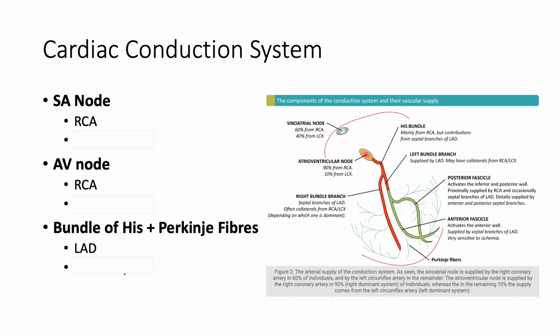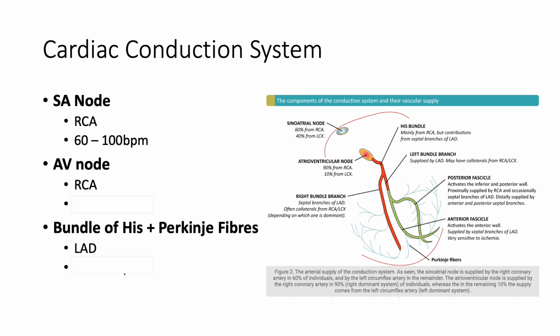So the SA node, which I'm sure you guys are all quizzing yourselves at home, beats at what rate? Exactly, 60 to 100. Oh my gosh, I heard all of you. That was great. I won't do that again, I'm sorry.